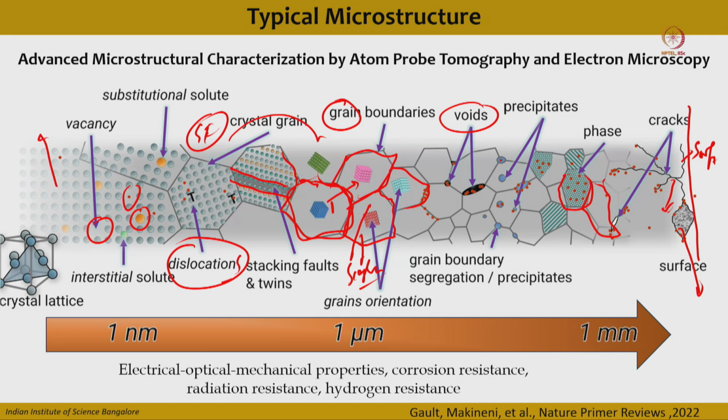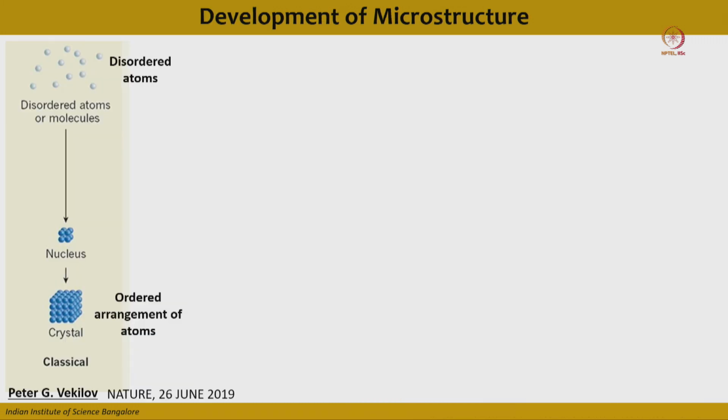Okay, so this arrow mark shows the scale of microstructural features at different length scales, correct, and these microstructural features directly control, as I told you, electrical, optical, and mechanical properties. They also directly control corrosion resistance, radiation resistance, and hydrogen resistance, which are very important for hydrogen embrittlement effects in the microstructure.